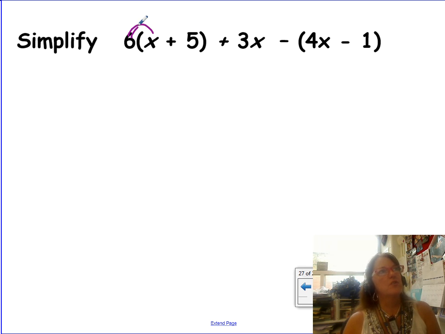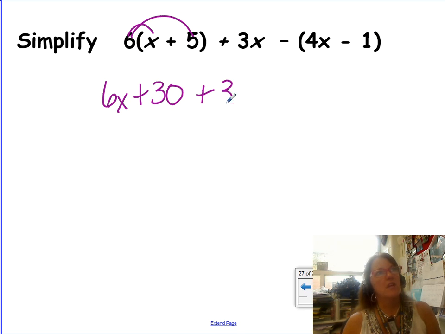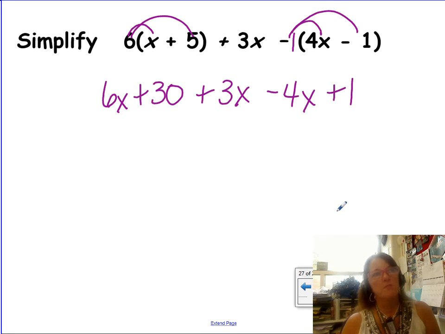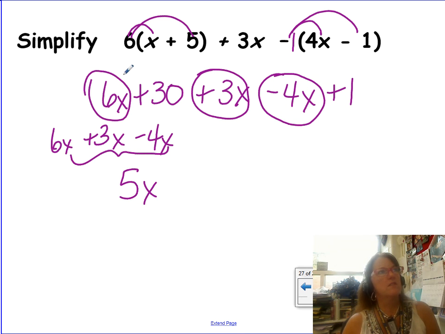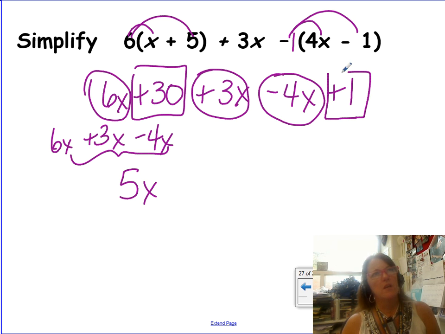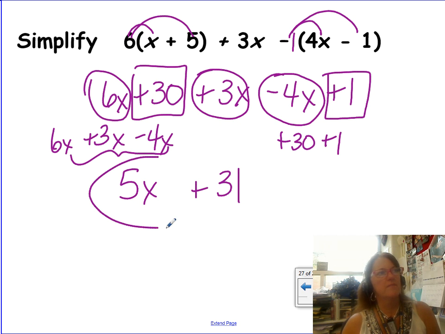Oh, look at this one. All right, first distribute the 6. 6x plus 30. Bring down the plus 3x. Hold your horses. This is a negative 1, which has to be distributed as well. So this is a negative 4x. Negative 1 times a minus 1 is a plus 1. Let's combine x terms. There's 3 of them. A 6x, a plus 3x, a minus 4x. That leaves you with 5 x's. Then I have a plus 30 and a plus 1. A plus 30 and a plus 1 is plus 31. Done.